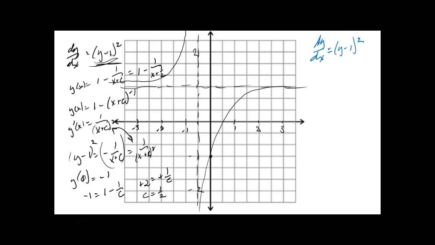Same horizontal asymptote here because that's the same critical value. Okay? But this time we're going to have initial condition y of 0 is equal to 2. So when x equals 0, y is equal to 2. So that puts us up here. Okay?